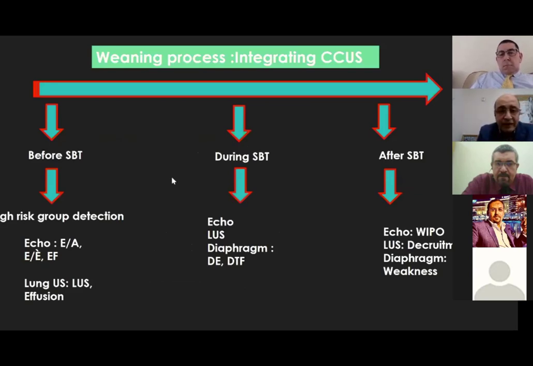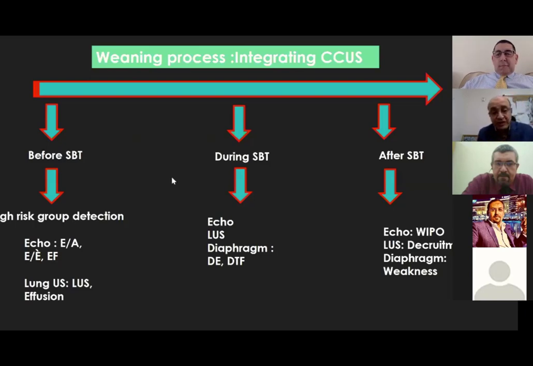To sum up, integrate critical care ultrasonography while you are trying to wean. Before the spontaneous breathing trial, identify the high-risk group: any patient with bad cardiac function with evidence of high filling pressure, by E to A ratio, E to E prime, and ejection fraction. If the lung score is high, more than 13, I may give you a lecture, if you allow me, Dr. Saad, and the organizing committee, later on about how to use lung ultrasound. If you have pleural effusion, consider draining the pleural effusion.